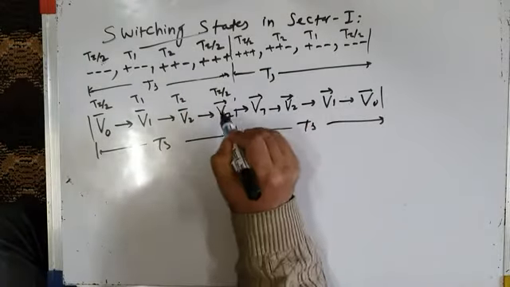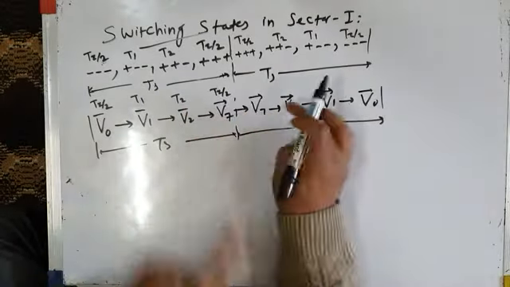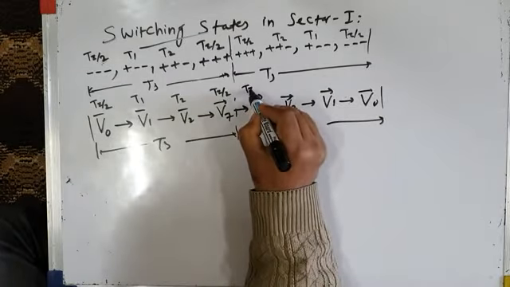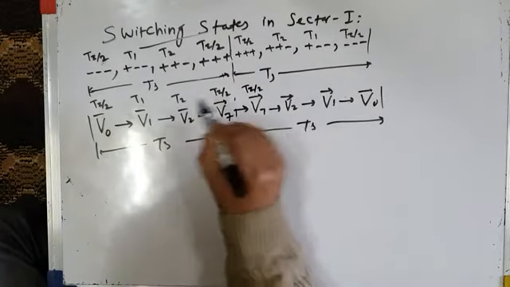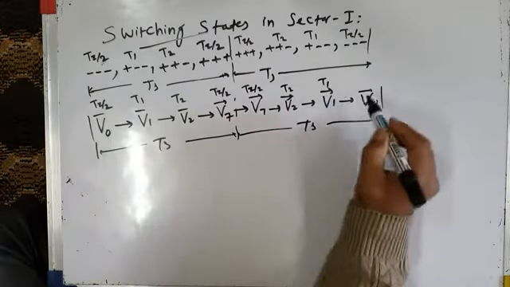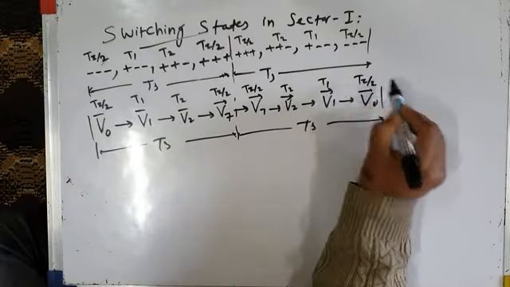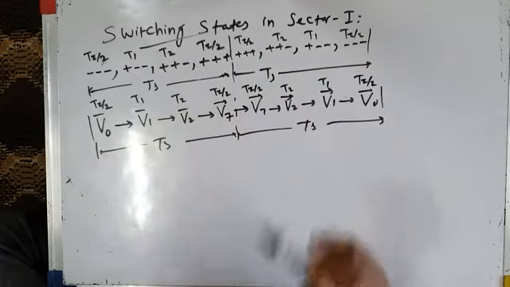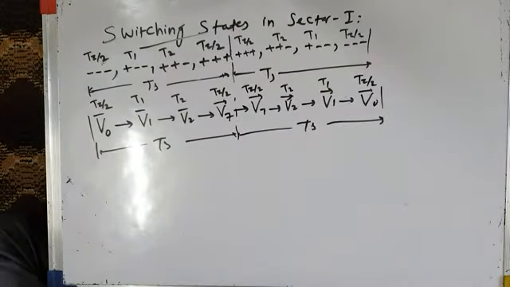You apply V7. अब आप reverse जाइए. V7, apply it for Tz by 2 time interval. V2 apply for T2 time interval. V1 apply for T1 time interval. And V0 you apply for another Tz by 2 interval. So that Tz by 2 plus Tz by 2 is Tz. So this is the switching sequence. This is how you have to do in sector 1, and same you have to follow in other sectors. So let me show it with the help of diagram.